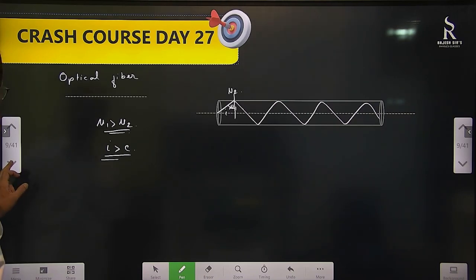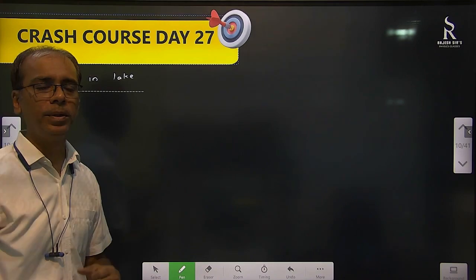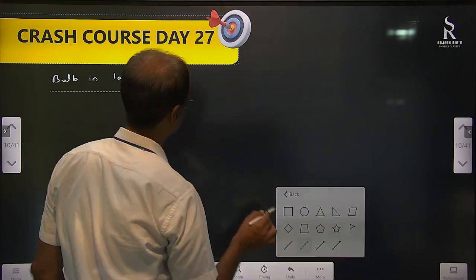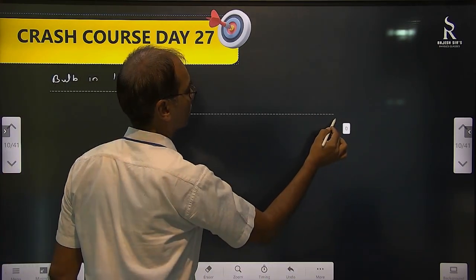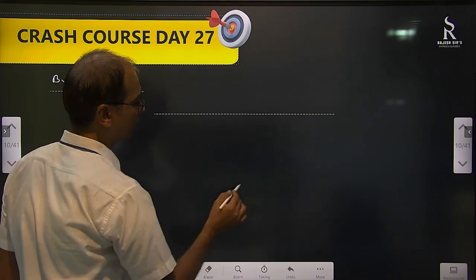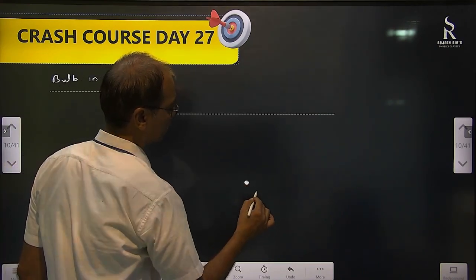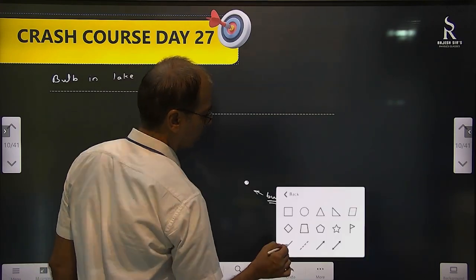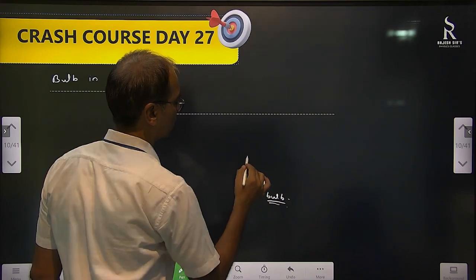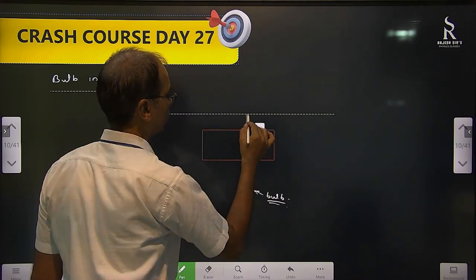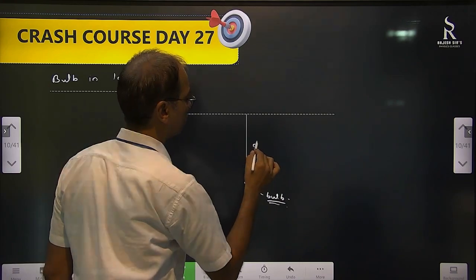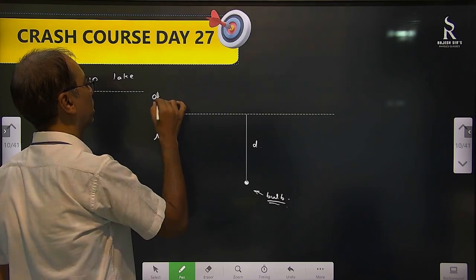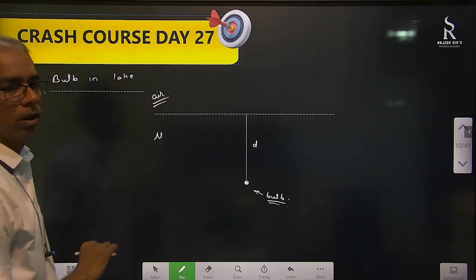Then, the bulb in a lake. Here we can see what's happening, right? So we'll make one lake over here. There's a lake, and suppose the bulb is here. This is the bulb. At what depth are we taking it? Let's say the depth we are taking here is D, let's take it as D1. And here the refractive index we'll take as mu, and here is air.